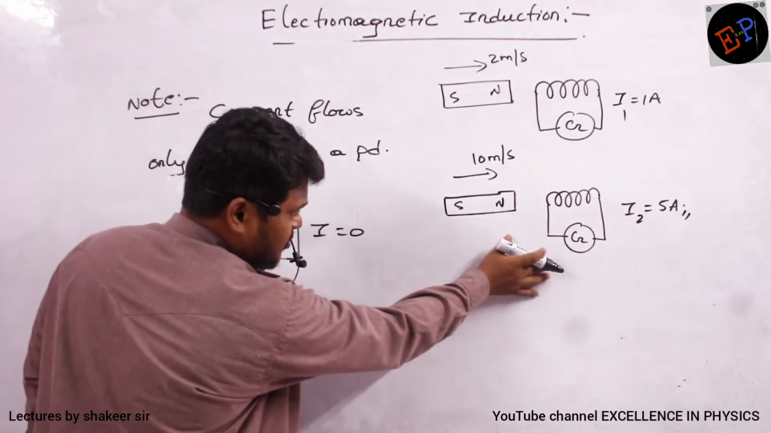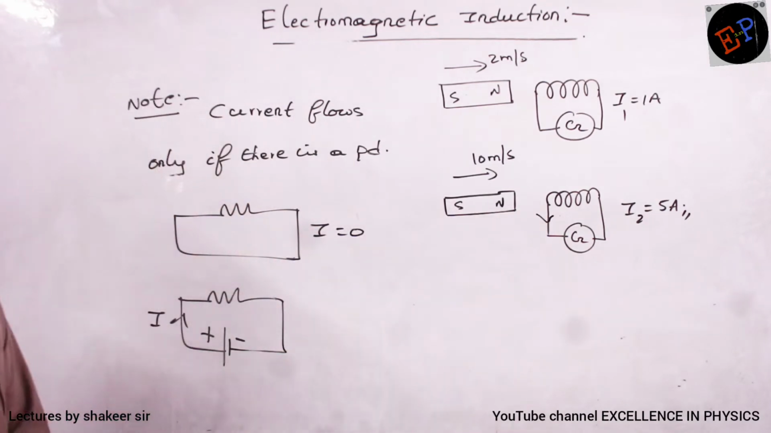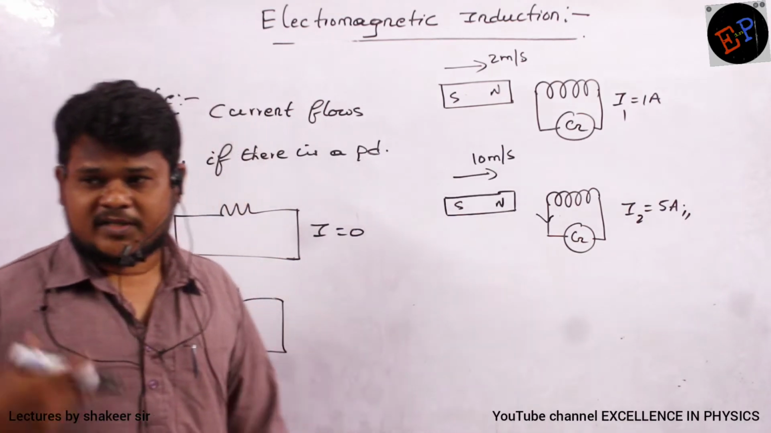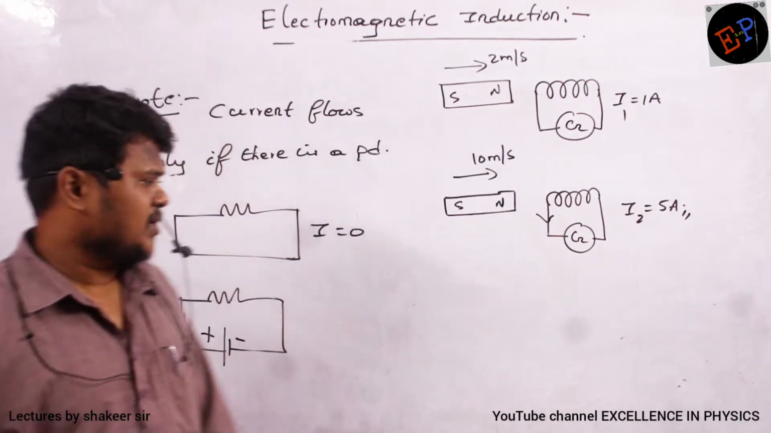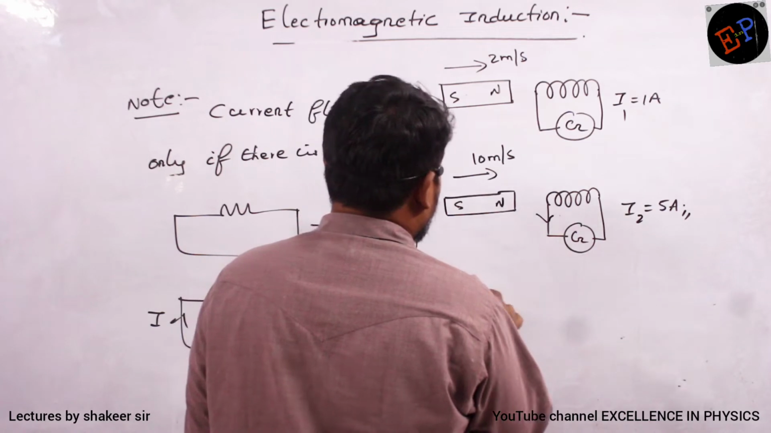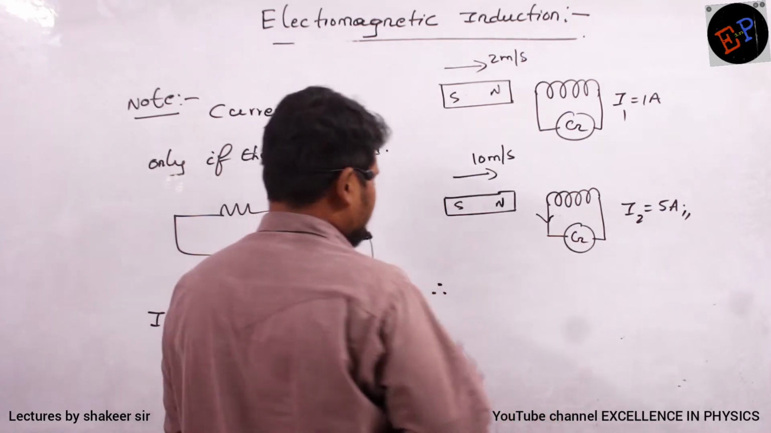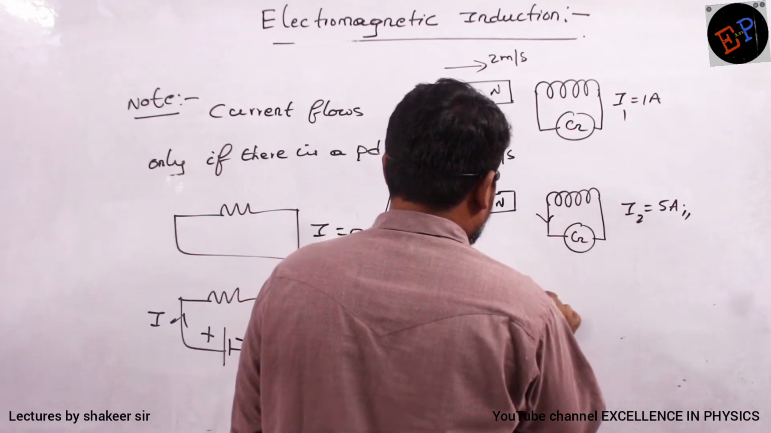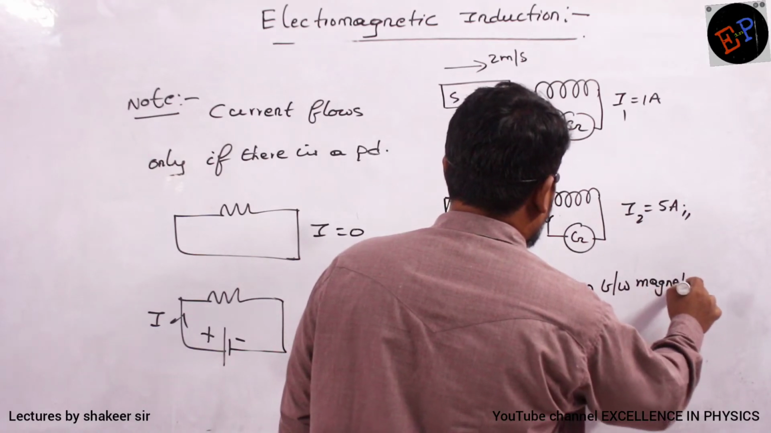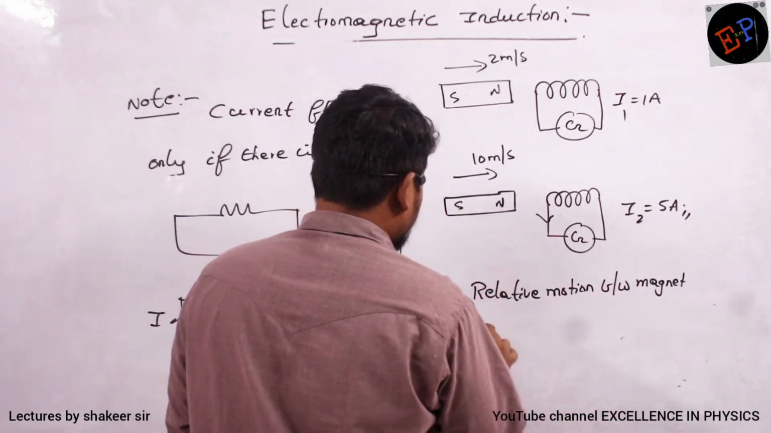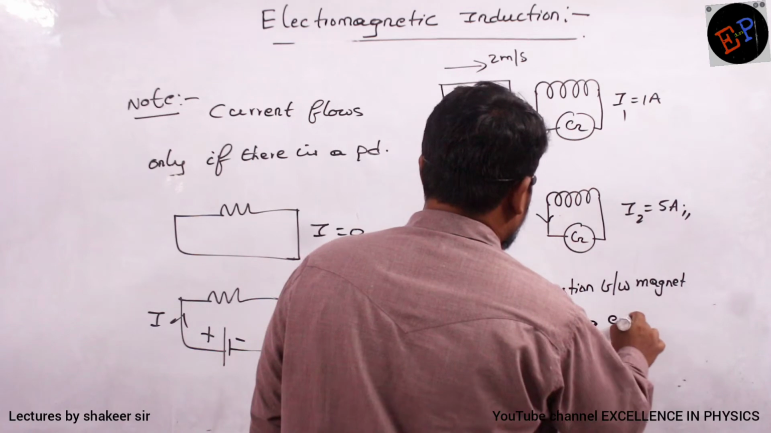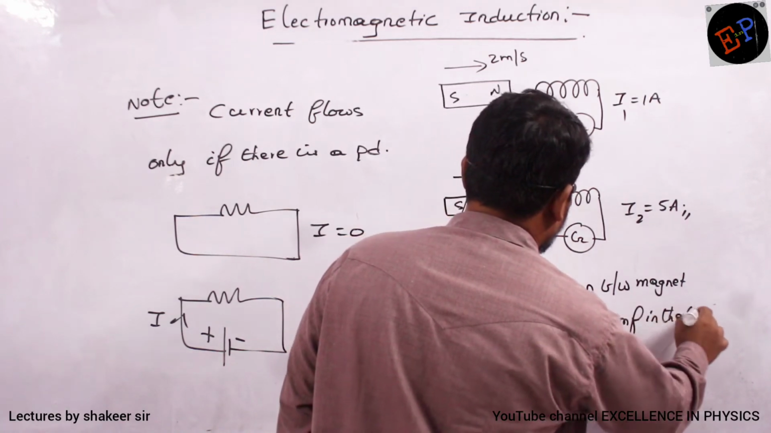So here also if current is produced, then what is the meaning of it? If current is produced, it means that inside the coil potential difference has developed, or you can say EMF has developed in the circuit. Clear now? So therefore, I can say relative motion between magnet and coil is producing EMF in the coil. Okay?